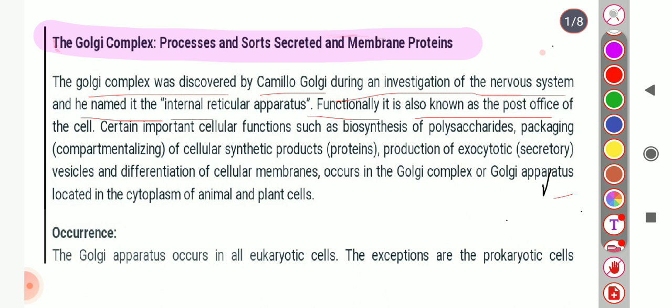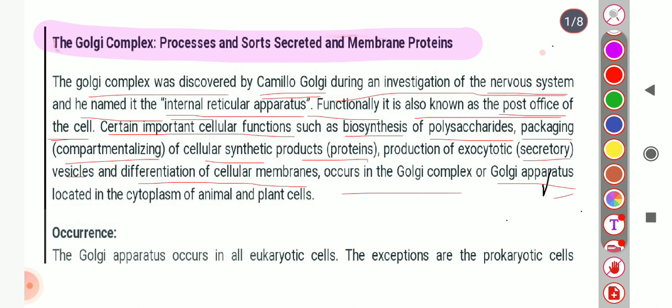Functionally, it is also known as post office of cell. Means Golgi complex is discovered by Camillo Golgi, and when he investigated the nervous system, he named it the internal reticular apparatus. And functionally, Golgi complex is also called post office of the cell. Certain important cellular functions such as biosynthesis of polysaccharide, packaging, compartmentalizing of cellular synthetic products like protein, production of exocytotic secretory vesicle and differentiation of cellular membrane occur in Golgi complex or Golgi apparatus.